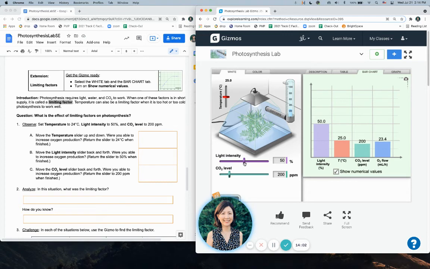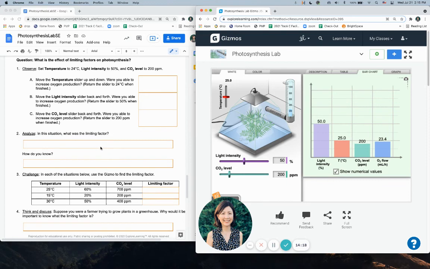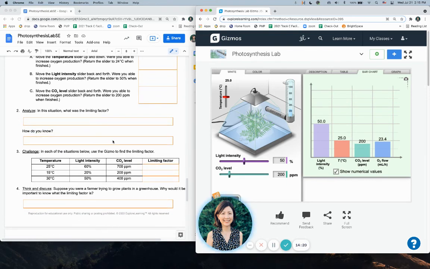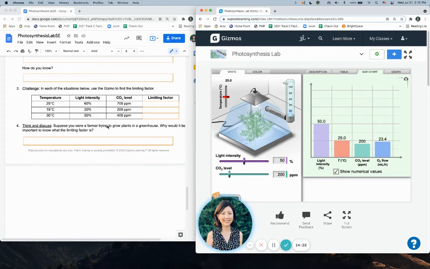Next, I'm going to move light intensity and see if I'm able to increase oxygen production by moving the light intensity. So again, it's at 23.4. I'm going to move it around to see if I'm able to increase it. And then I'm going to move it back. Okay, so you're going to go ahead and answer those questions. And then you're going to try and find the limiting factor here.